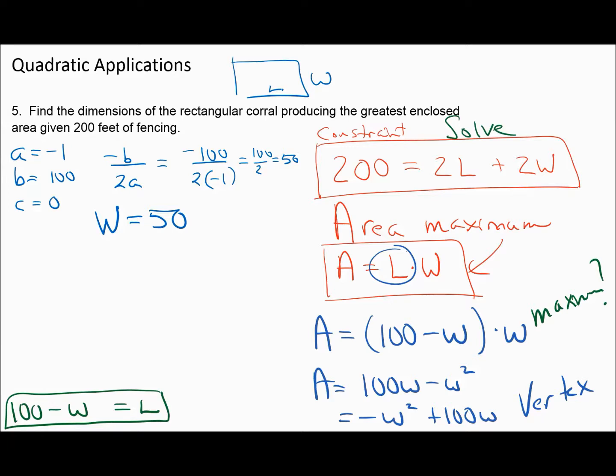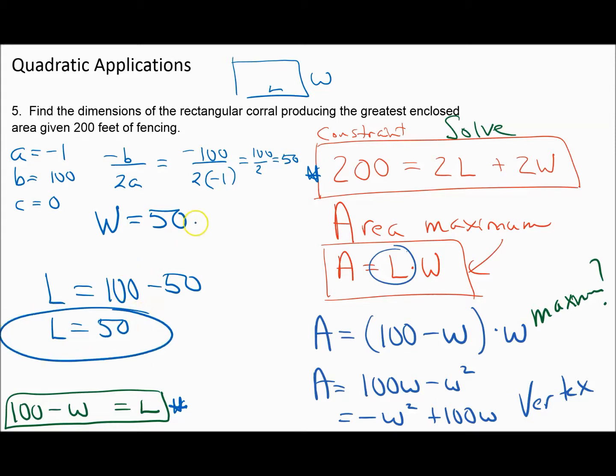Well, we've got a formula right here. 200 equals 2L plus 2W. We've solved down here for L. So L is equal to 100 minus 50. So L is equal to 50.